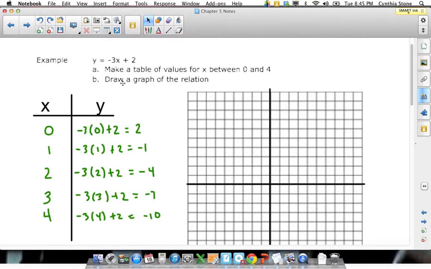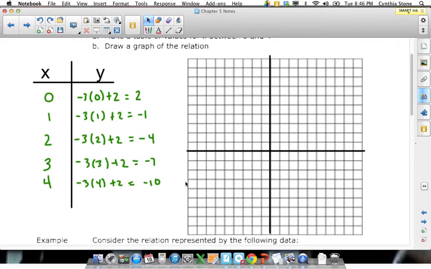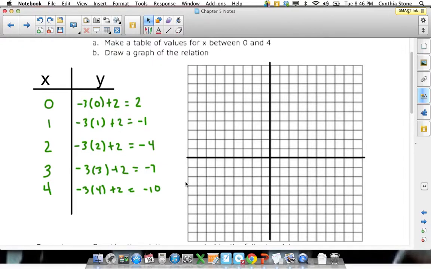And here I just went, minus 3 times, in this case, 0. So you sub 0 in, plus 2 equals 2. In this one, minus 3 times 1, because x is 1. Right, you sub in the different values of x to get your table of values. So your y values are here. So then you just have to plot those on the grid. Now truthfully, you only need to plot 2, and that's all I'm going to do. You only need 2 points to make a line.